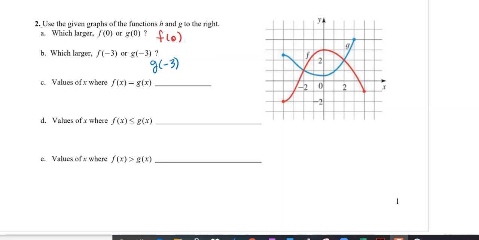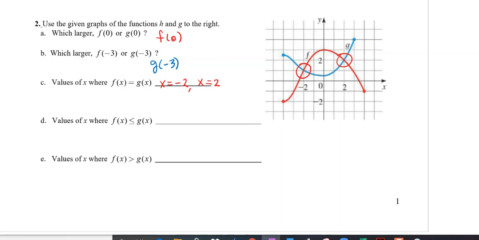Part C says, find the values of x where f of x equals g of x. Where do they become equal? For which x's are the y's equal? As you move along the different points on one graph, the y's change, the x's change. You move along the other graph, the x's change, the y's change. Where do they have the exact same x and y? That happens at the points of intersection. So what are the x values for those? At x equals -2, and it looks like x equals 2.